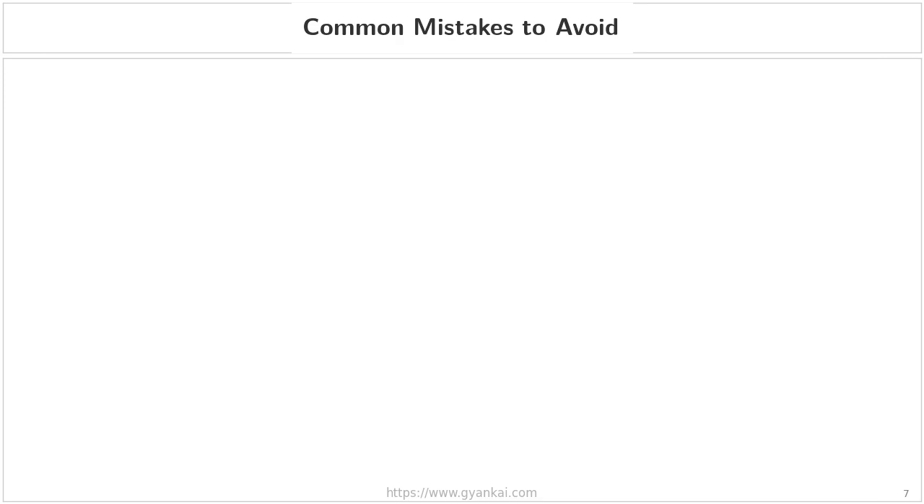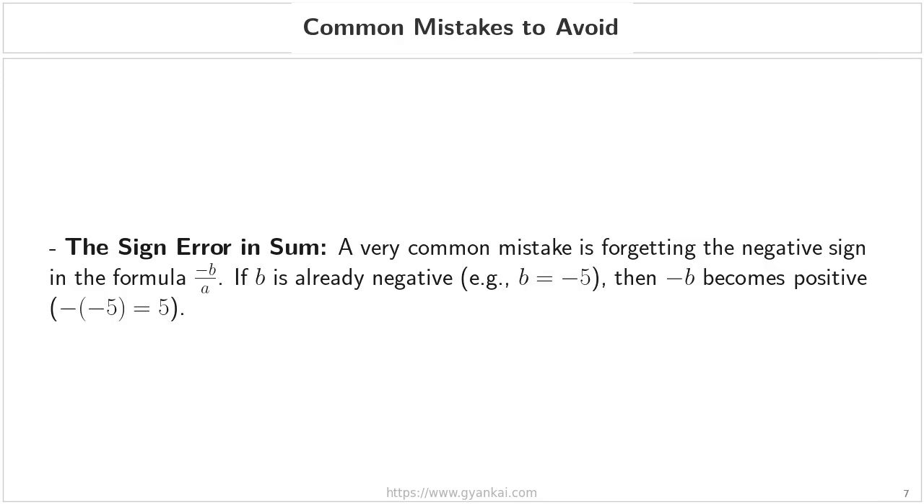Common mistakes to avoid. First, let's talk about the sign error in the sum. This is perhaps the most frequent mistake students make. Remember, the formula for the sum of zeros is negative b over a. Because of that negative sign in the numerator, you must be extremely careful when b itself is a negative number. For instance, if b equals -5, then negative b becomes -(-5), which simplifies to +5. Always double-check that you haven't missed that extra sign flip.